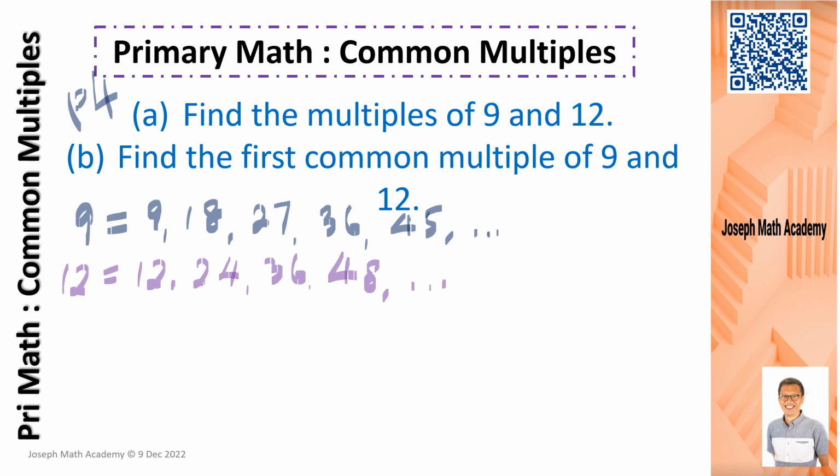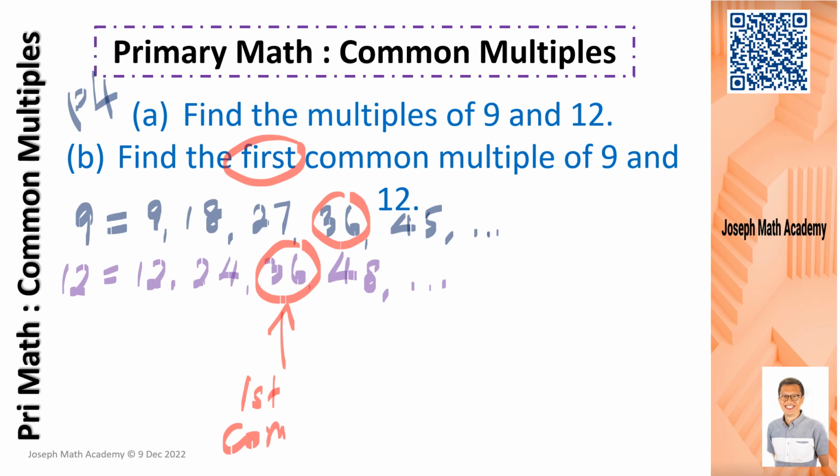All right, so we normally don't list too many. We will stop when we encounter the first common multiple. So if you compare the list of 9 and the list of 12, we arrive at the number 36. And 36 is the common multiple of 9 and 12. Okay, so this is the first common multiple.